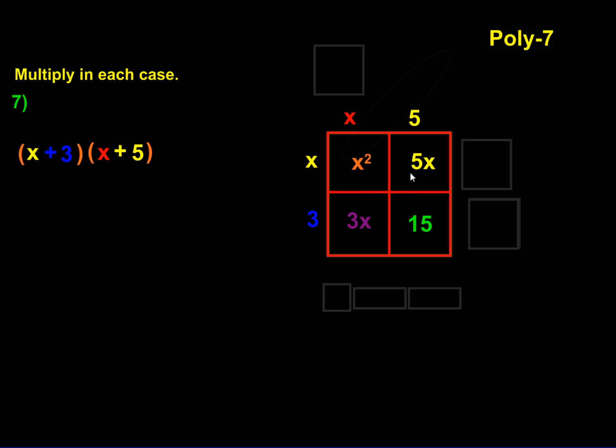So those are going to combine. But as I pull them down, I'm going to start with the largest degree, which is x squared. That doesn't combine with anything, so it comes straight down. I have a positive 3x and a positive 5x. That's going to get me a positive 8x. And 15 just comes down.